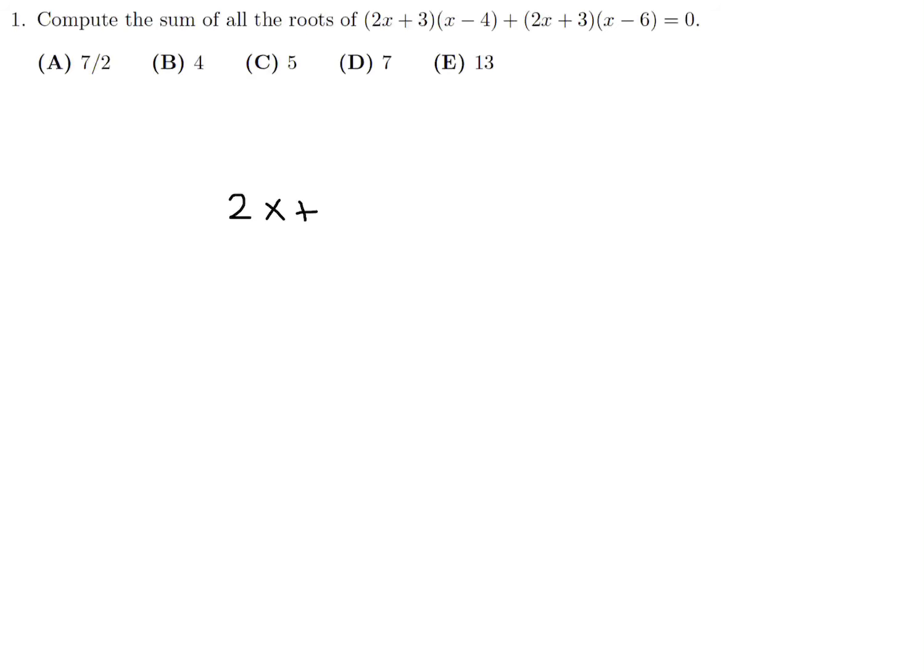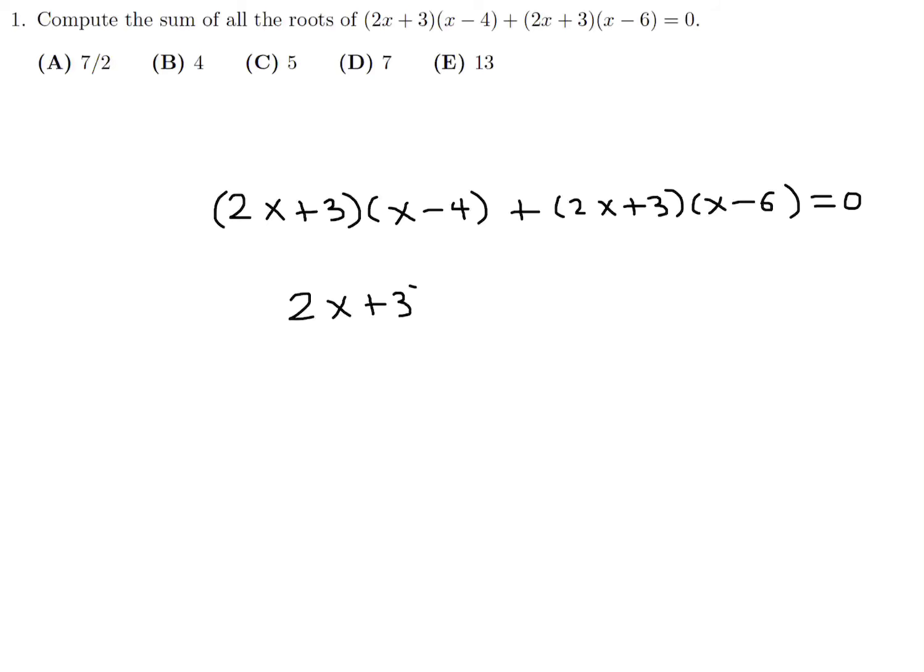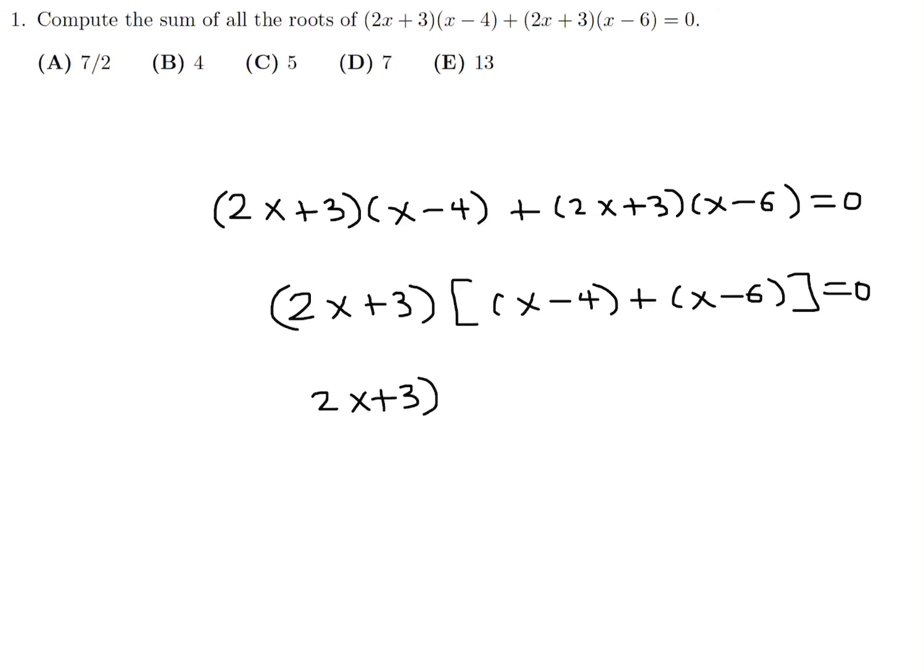So we have 2x plus 3 times x minus 4 plus 2x plus 3 times x minus 6 all equals 0. If you factor out a 2x plus 3, you will get x minus 4 plus x minus 6, and therefore, you will get 2x plus 3 times 2x minus 10. And this is a form in which you can easily figure out the roots.